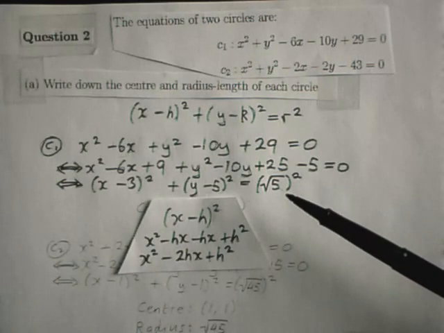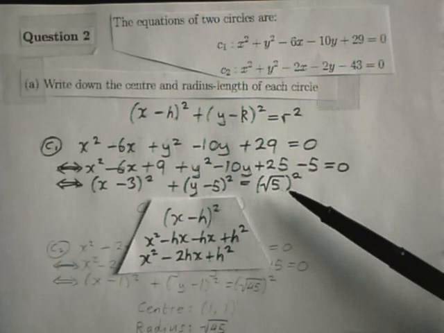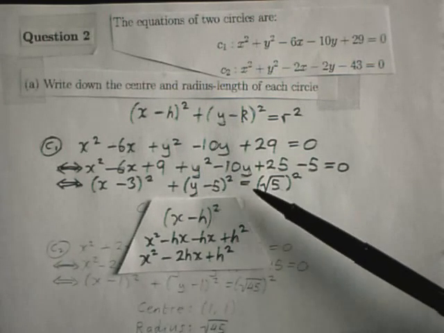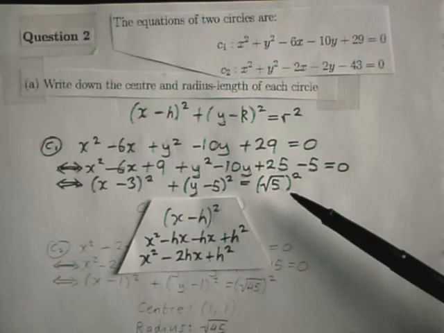Now, I could have just left that as plus 5 here, but the equation of a circle has that I have an r squared here. So I got this into this form here, so I can tell immediately now that my r is the square root of 5. It's not 5, it's the square root of 5.